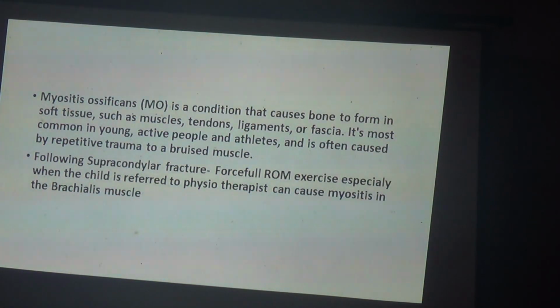Following supracondylar fracture, forceful range of motion exercise, especially when the child is referred to physiotherapy, can cause it. Physiotherapists in our country, not in India, because they know, but in our physiotherapy, they will forcefully keep the movement. Even I have seen a mother doing forceful movement and causing severe myositis ossificans. So allow the child to move, don't send them to a physiotherapist, as they can cause the myositis.